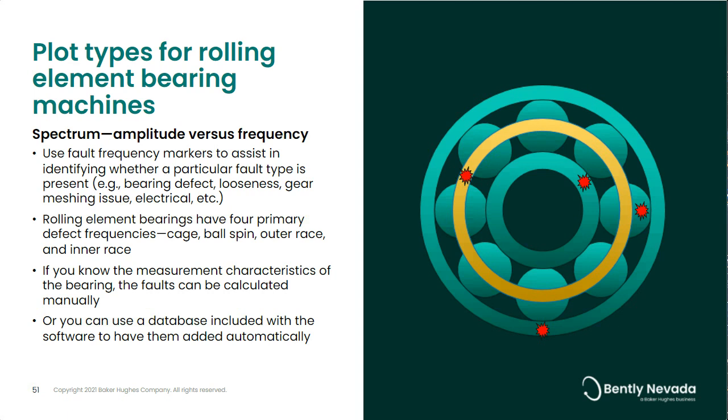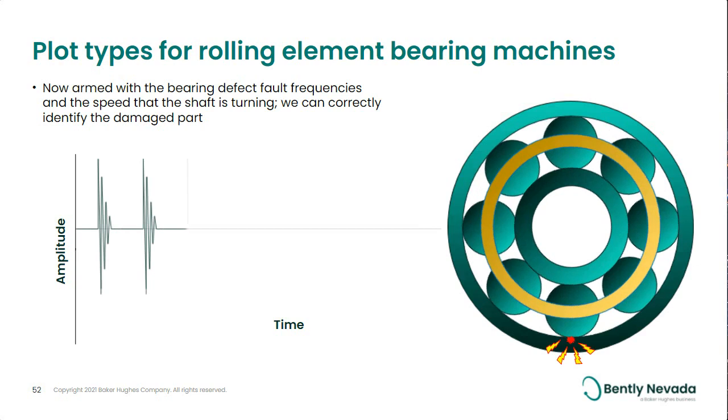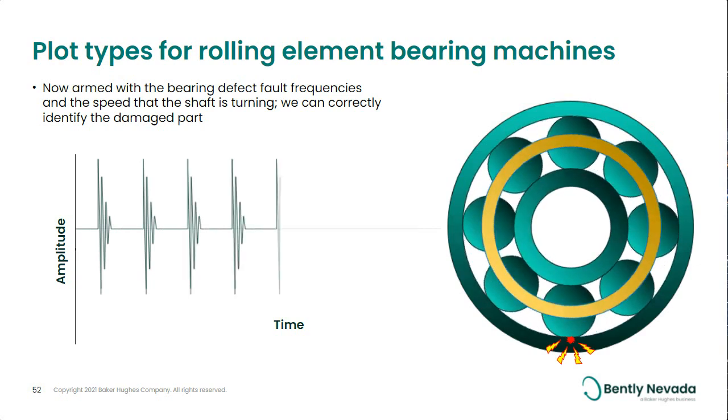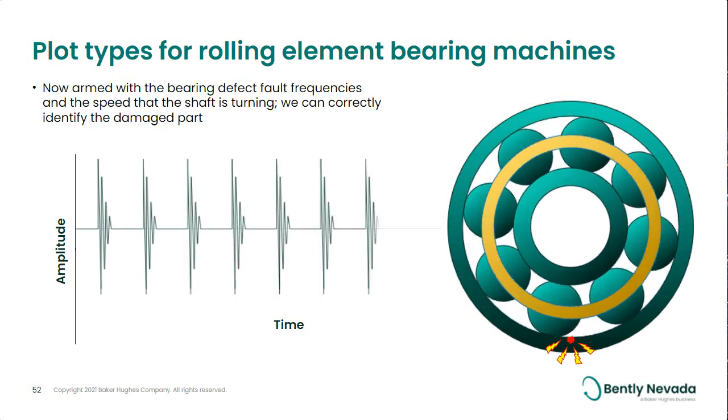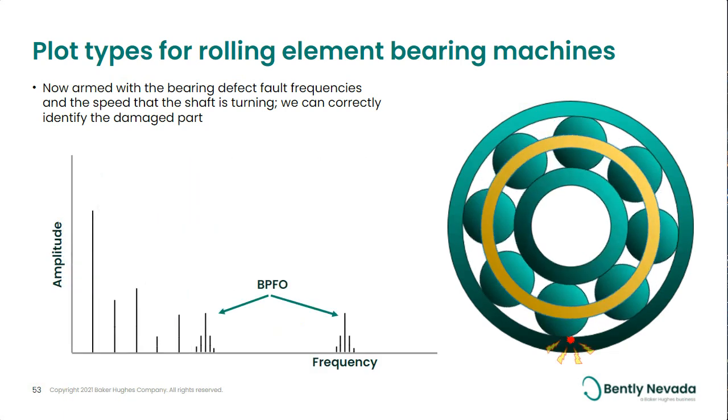Now that we have these frequencies, we can quickly identify what component in the rolling element bearing is causing the vibration. This is important as it gives us a better indication of how to react. An inner race defect is more severe than, say, a cage defect, and we can act appropriately. As we see in this slide, there's impacting present in the waveform that corresponds perfectly with an outer race defect. This will also be present in the spectral plot, as shown here.